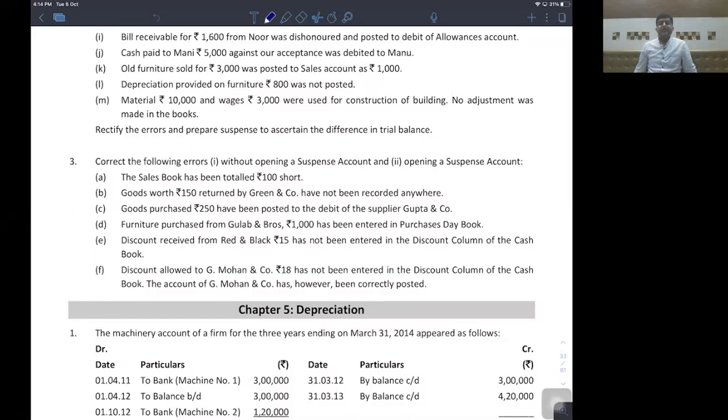Allowances account is discount account, Mr. Ritik. The discounts allowed are called allowances account.